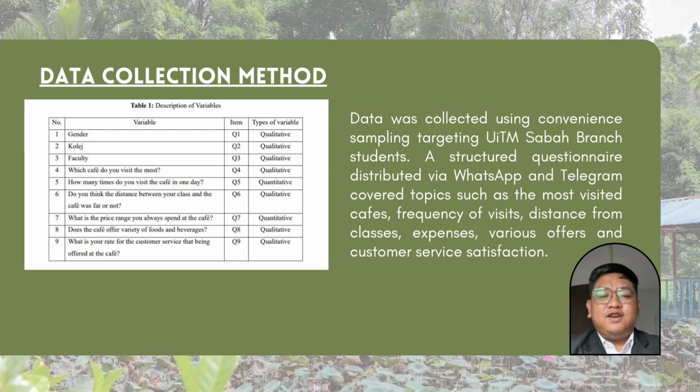After that is the data collection method. Data was collected using convenience sampling, targeting UiTM Sabah branch students. A structured questionnaire distributed via WhatsApp and Telegram covered topics such as the most visited cafe, frequency of visit, distance from the classes, expenses, various offers, and customer service certification.